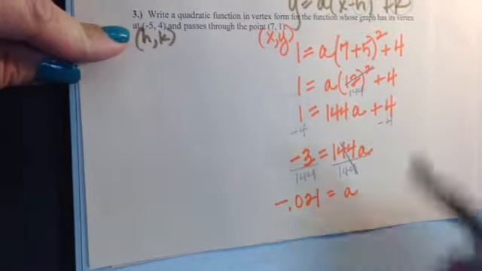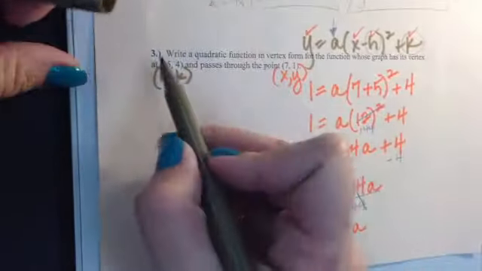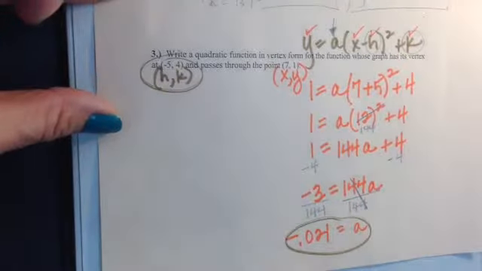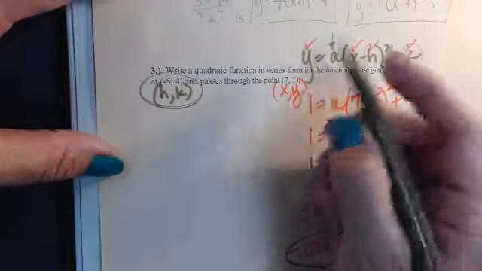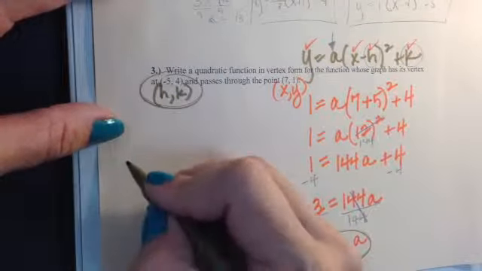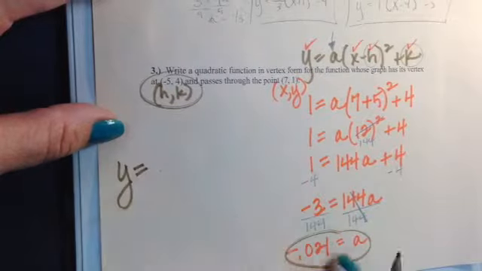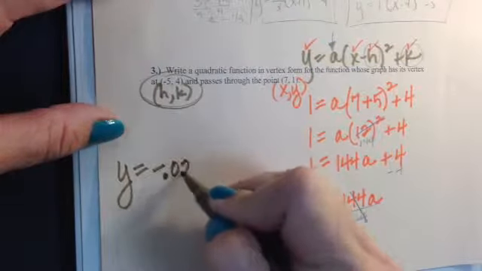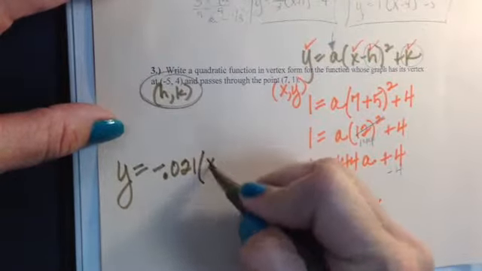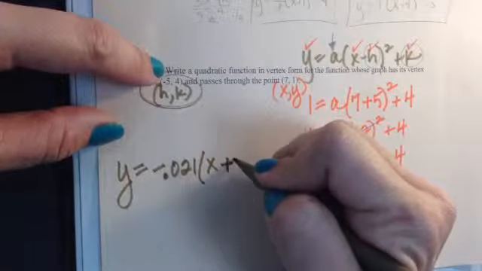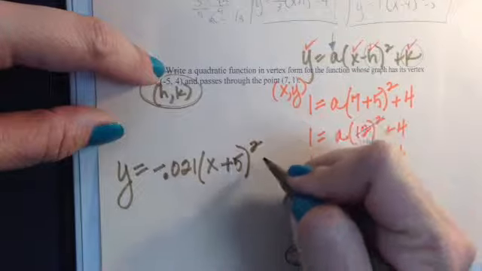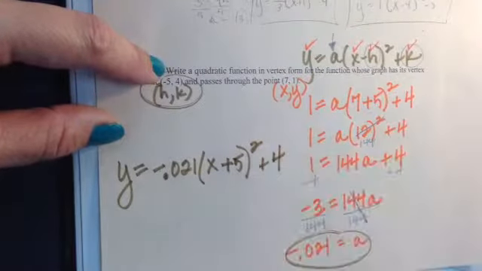Now I'm going to go back into my equation and put in the things that I need. I'm going to put in my a and my h and k, and I'll have an equation written for this parabola. I'm going to leave behind the x and y pair I used. I used it to get the a that I wanted. Y is equal to negative 0.021 times x minus h, which is x minus negative 5, so x plus 5, squared, plus k.